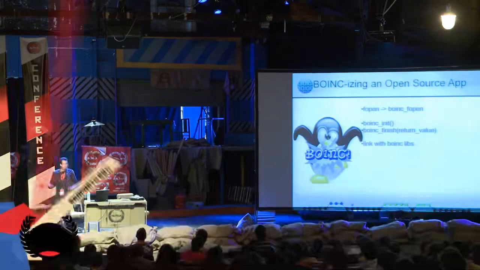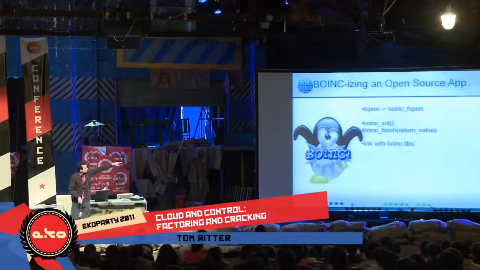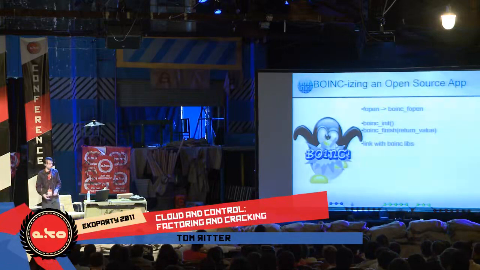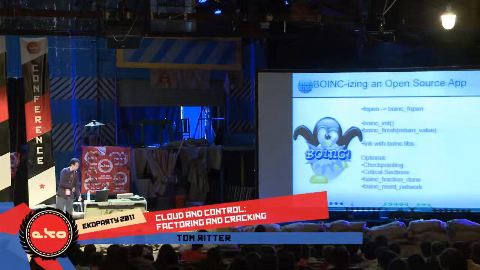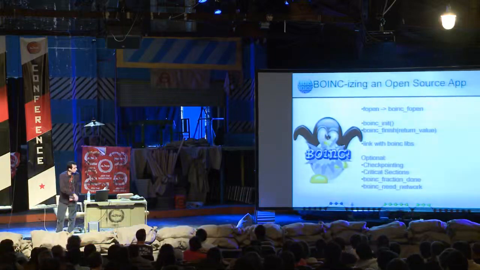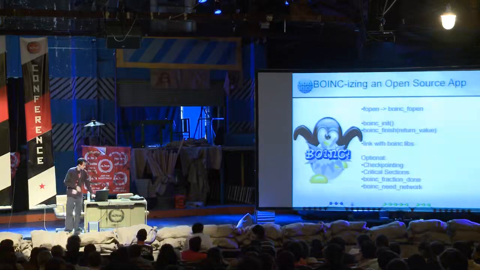So let's put MSieve into points. It's really easy. Like I said, MSieve is open source, written in C. We're going to replace all the calls to fopen with boink fopen. We're going to call boink init in the beginning, and boink finish in the end with the return value. And when we compile, we link it with the boink libraries. If you want to do more, you can. Like if you're writing a program from the ground up, you can put in checkpointing. So if a client shuts down in the middle, it can restart in the same spot. But for us, we don't need to do any of that other stuff.